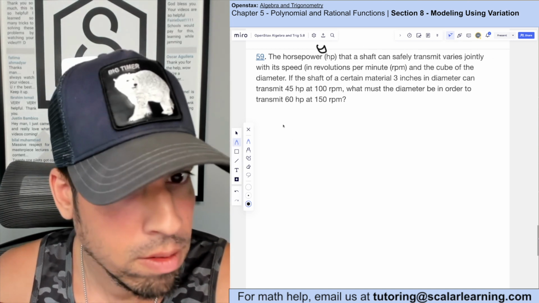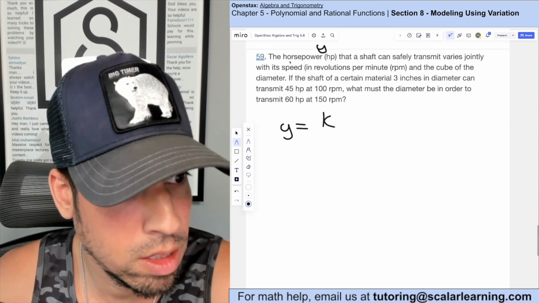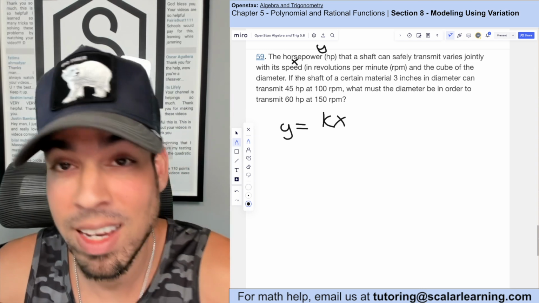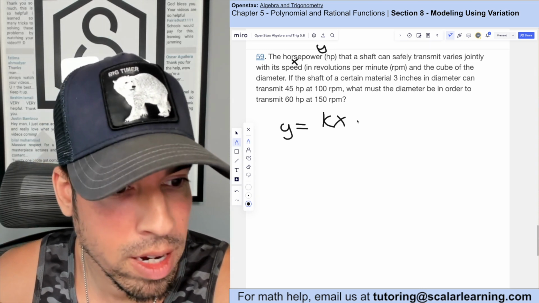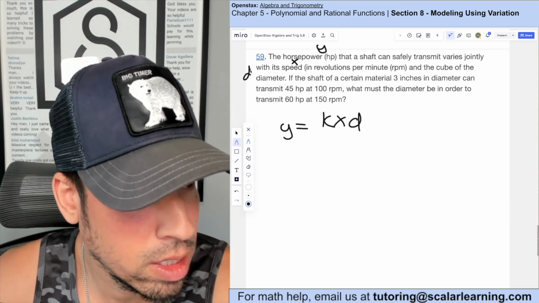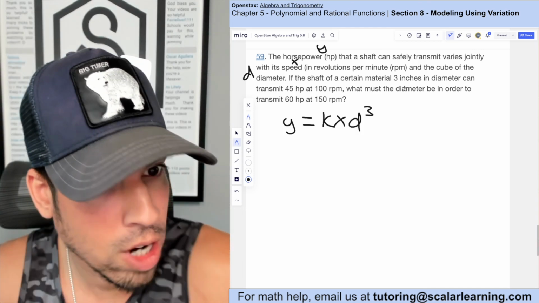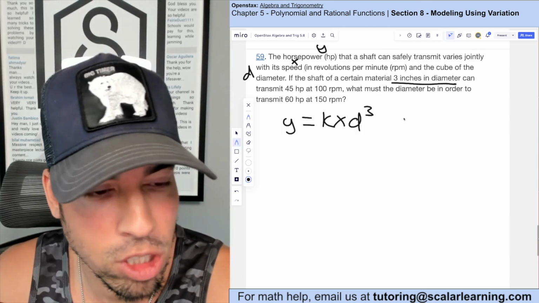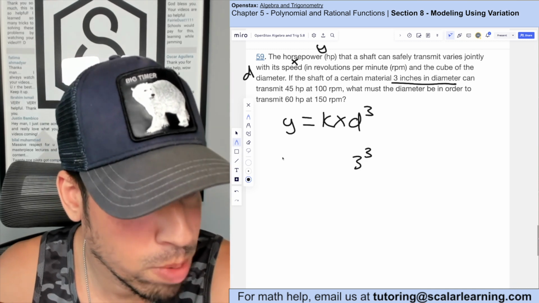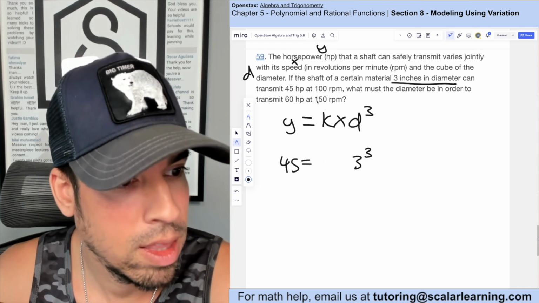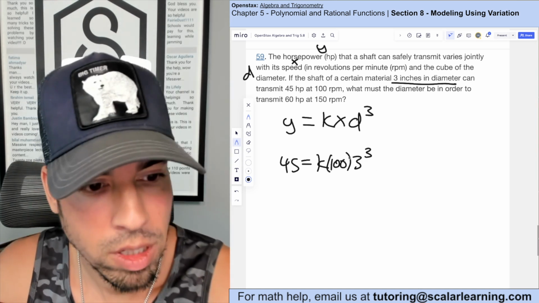For this question, it says a horsepower that a shaft can safely transmit, and we'll call that y, varies jointly, so that's k times speed. Let's call that x. I would say s, but s kind of looks like 5 sometimes, and the cube of the diameter. So let's just say d for diameter, and that's going to be cubed. Now, our first objective is to solve for k, and look at this. It says the shaft of a certain material, 3 inches in diameter, so we plug in 3 for d, can transmit 45 horsepower, so that's 45, and then at 100 revolutions per minute, that's the speed, that's x. So you see, we just plugged everything in.